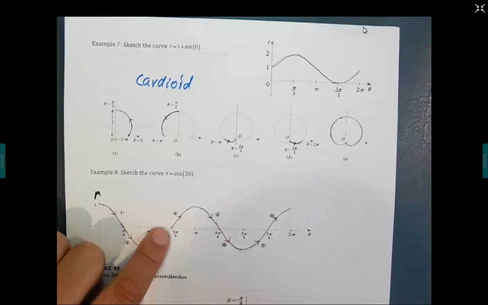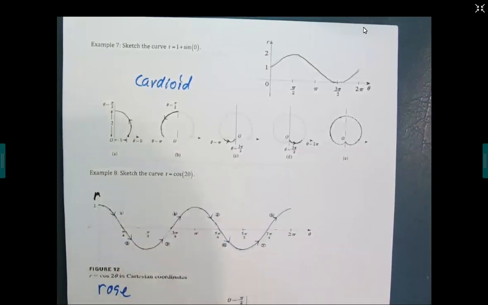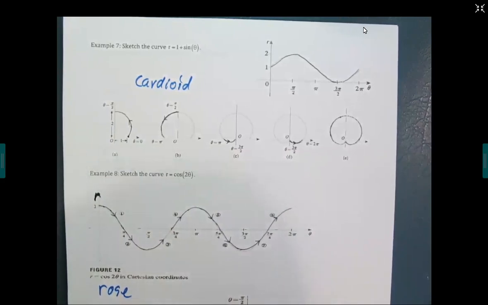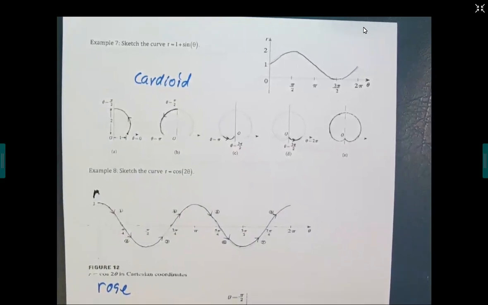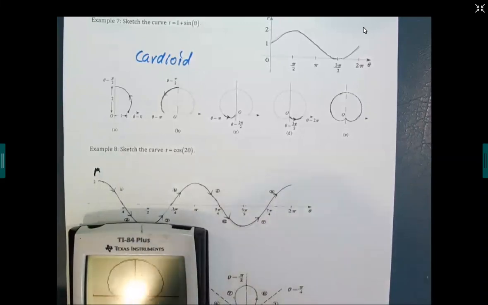4 is now positive, so we're at 3 pi over 4, that's here. And so on. So you can see how this is drawn. Now this one is called a rose. And you can see how it was negative, and now it's going to go positive, back down to 0, negative, all the way down. It's different, I know, but I can show you here and watch how it draws itself.